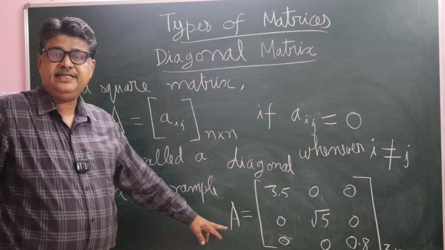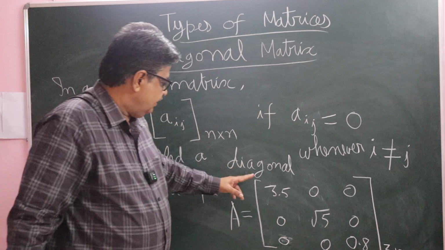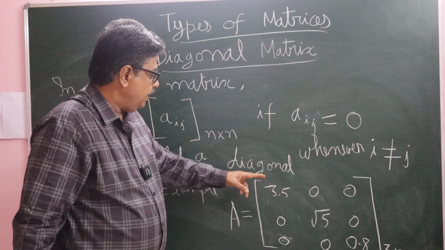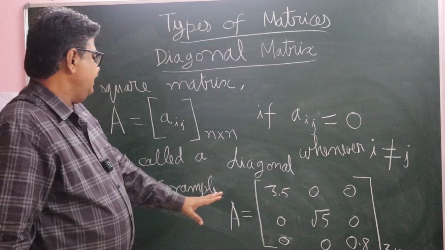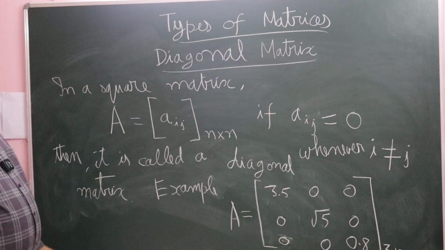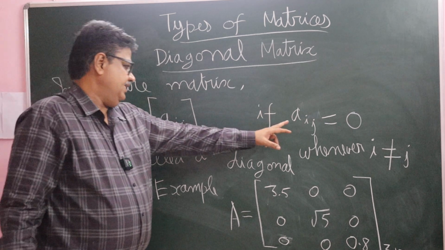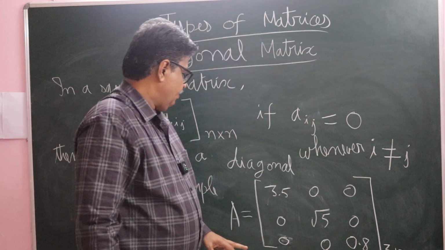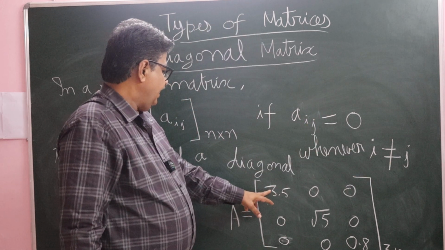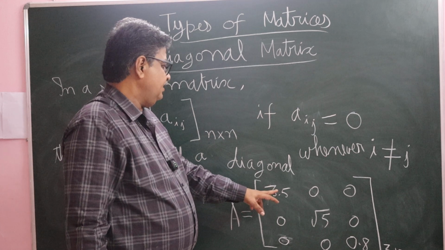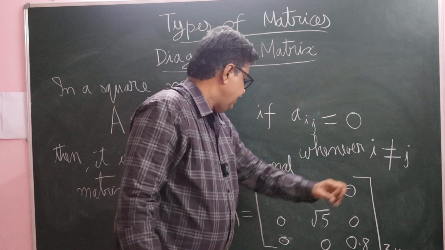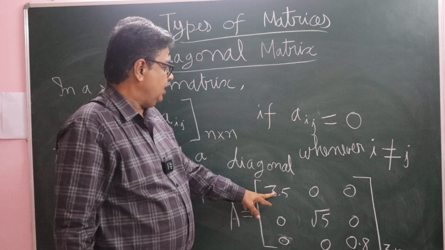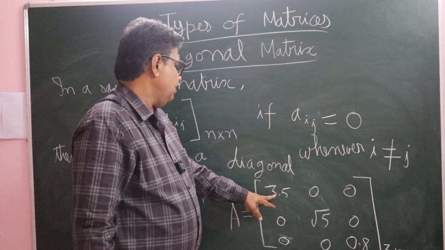This is a 3 by 3 square matrix. In this, the elements along the diagonal are not 0, but the other elements are 0. Then it is called a diagonal matrix. That is, this condition is satisfied: Aij is 0 whenever i is not equal to j. So if you take here i is not equal to j, right? Whenever i is not equal to j it is 0. So here i is equal to j: first row, first column. Therefore it is not 0.